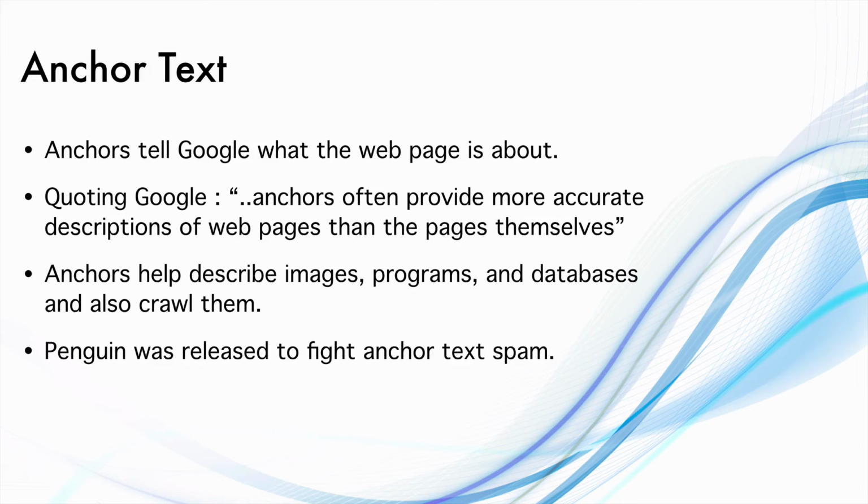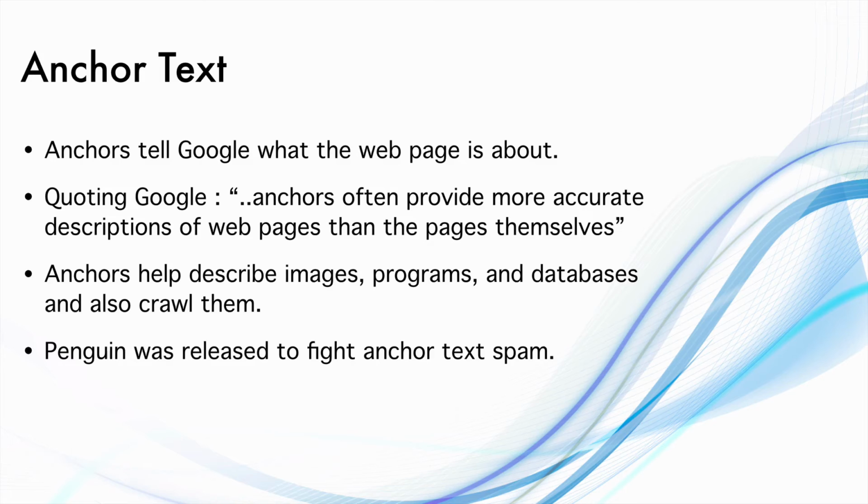That way, Google will know what the link is about and will try to rank that particular link for that particular text. For example, if my anchor text is Digital Deepak and I link it to digitaldeepak.com, then Google will know that this link is talking about Digital Deepak. It also has one more very important significance. Anchors will also help in describing images, programs, and databases and also crawl them in the first place.